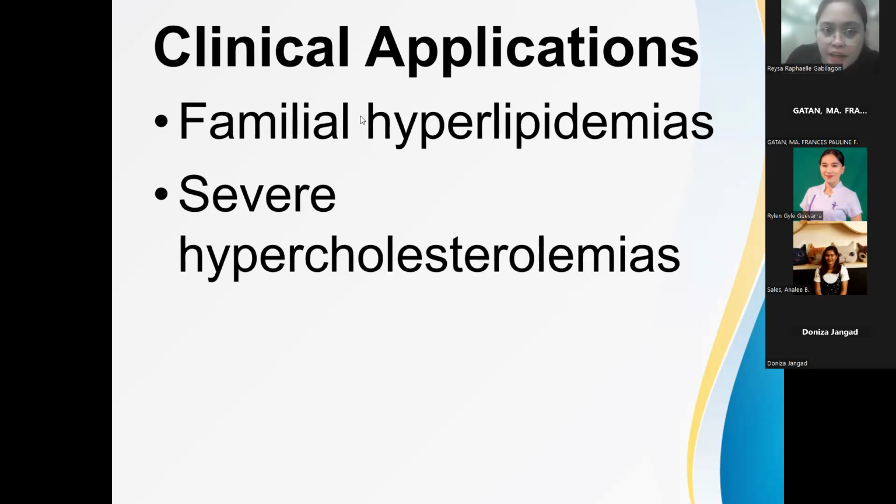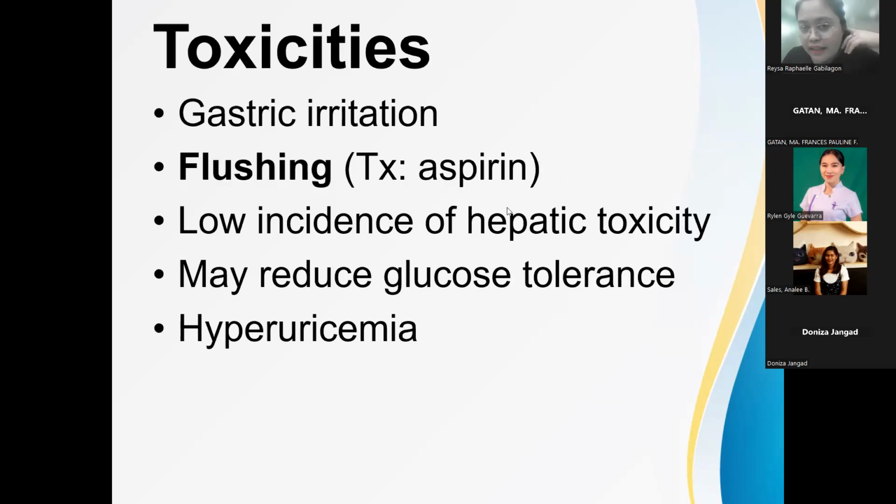So, pwedeng gamitin si niacin or vitamin B3 for familial hyperlipidemias and yung sa mga may severe hypercholesterolemias na talaga. Taas yung cholesterol, mataas yung triglyceride. Kung both na talaga ha, pag-check ng lipid profile, both talaga mataas, cholesterol and triglycerides. That's the time we use the niacin.